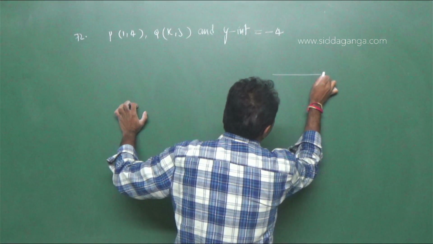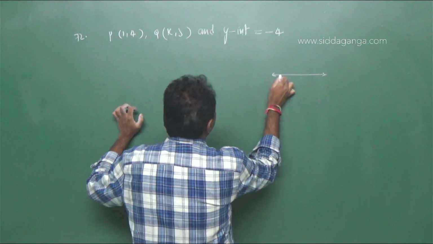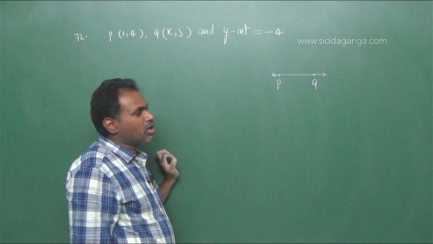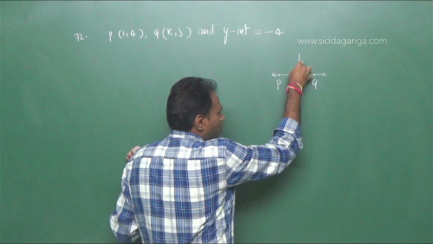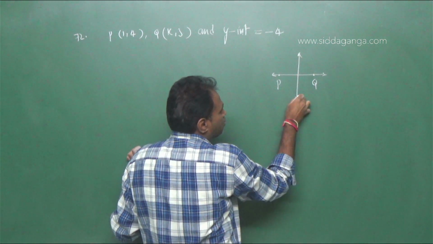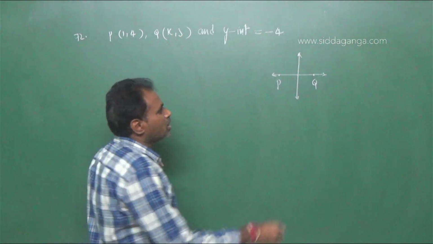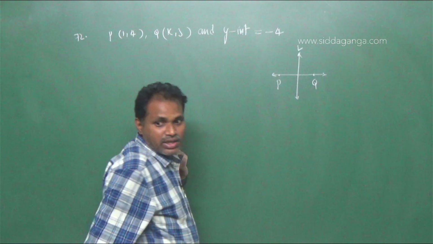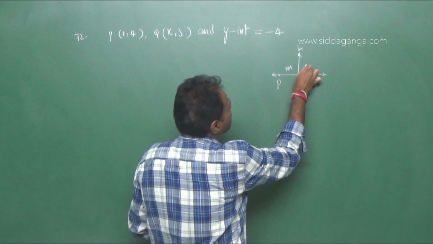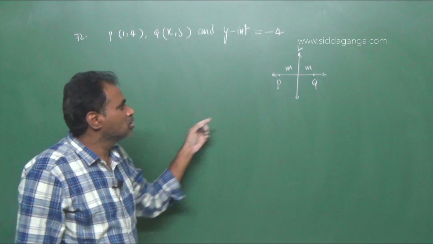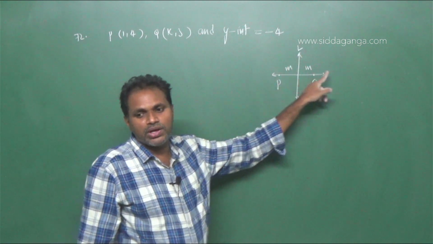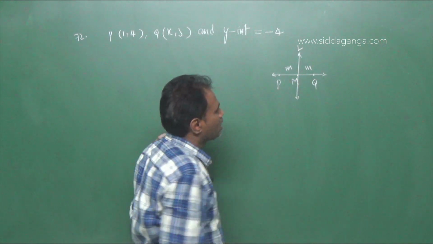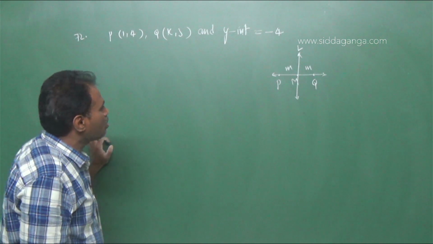Perpendicular bisector. This is a line. Now, this is point P and it is point Q. This is the PQ line. Perpendicular bisector means this line L divides PQ in the equal ratio. Therefore, this is the midpoint of PQ. M is the midpoint of PQ.